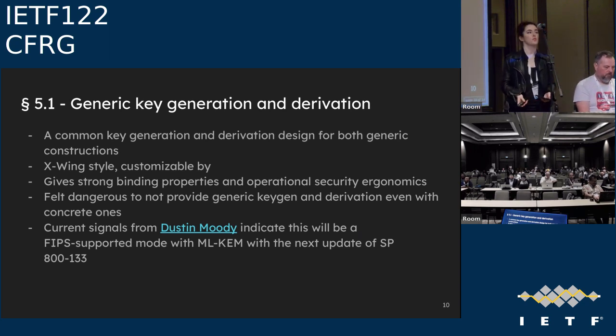We almost didn't have this written down as a generic. We had the concrete keygen for all the concrete instances that we had written down, but we didn't have a generic one because we knew that one size didn't always fit all. Until Dustin Moody from NIST said in public that the updated version of SP 800-133 will allow this to be done for the applications that care about being FIPS compatible. So we were able to have one that was workable for all the instances of the generic constructions that we had, and gives us these lovely security properties.